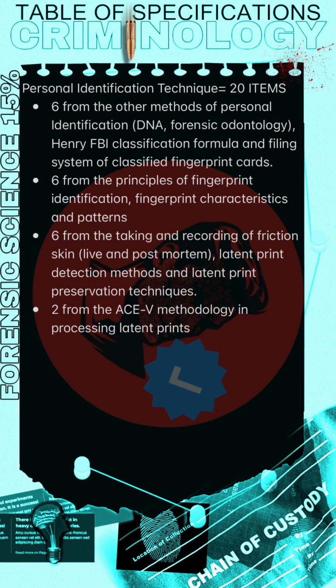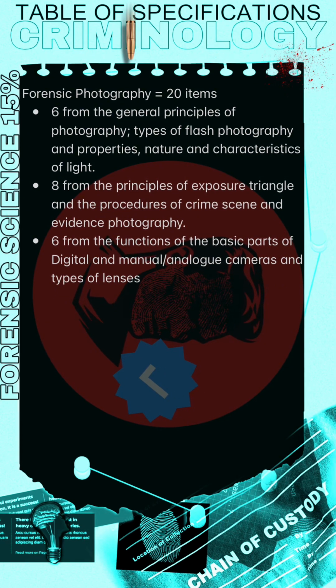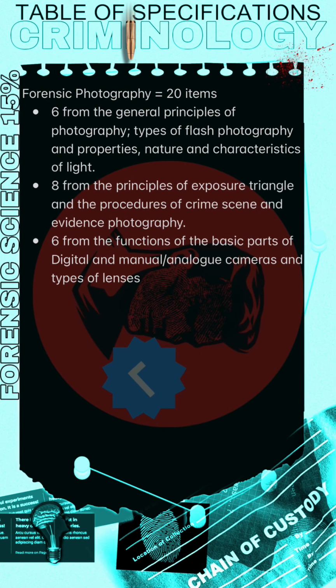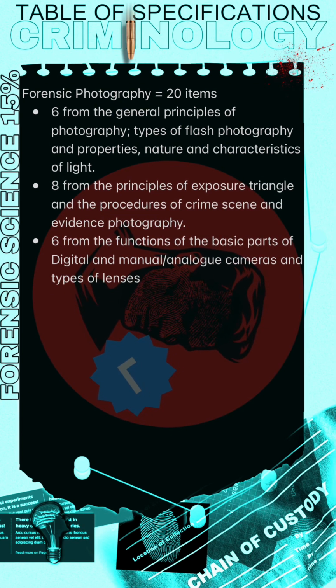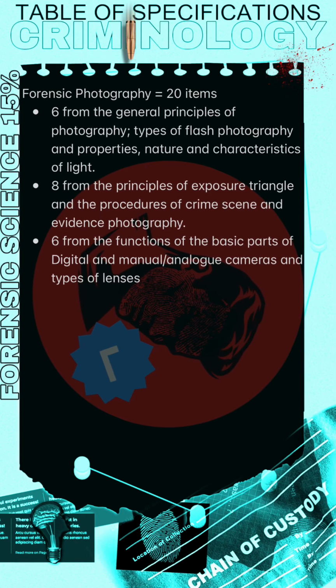techniques. 2 from the ACE-V methodology in processing latent prints. In forensic photography, composed of 20 items, 6 from the general principles of photography, types of flash photography and properties, nature and characteristics of light. 8 from the principles of exposure triangle and the procedures of crime scene and evidence photography. 6 from the functions of the basic parts of digital and manual analog cameras and types of lenses.